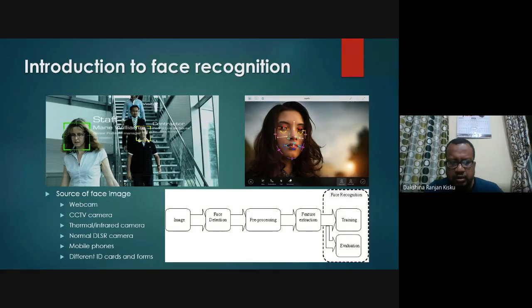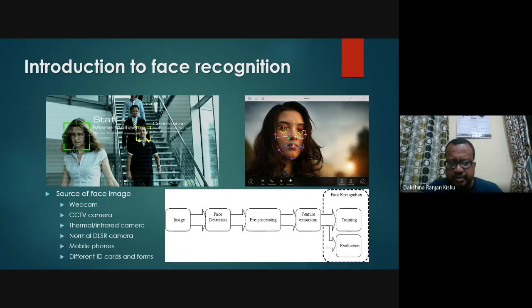Now, when a face image is acquired by the acquisition system, that face image goes for face detection. What is face detection? Face detection involves the detection of a face in an image. Basically, that image may contain not only faces but other objects also. We have to separate the face portion from the non-face portion in the image. This task is done by the face detection subsystem.